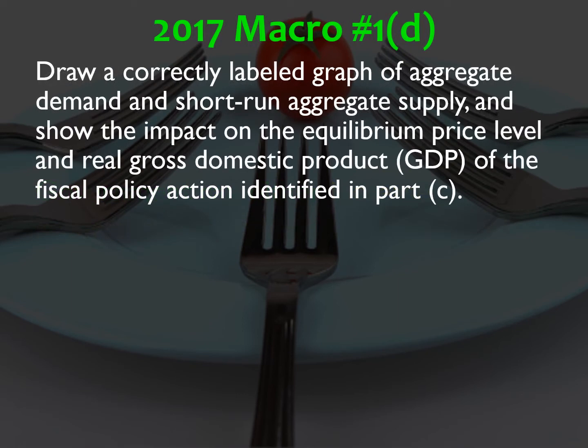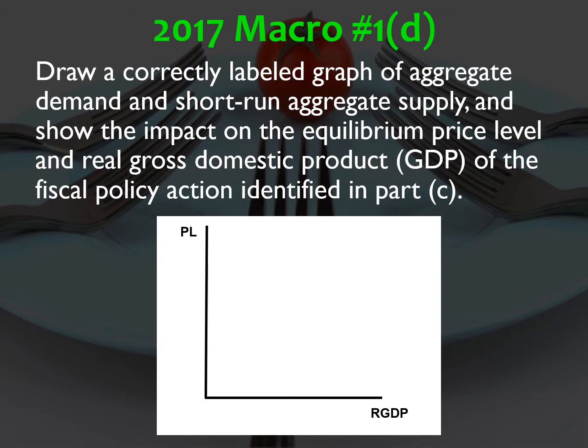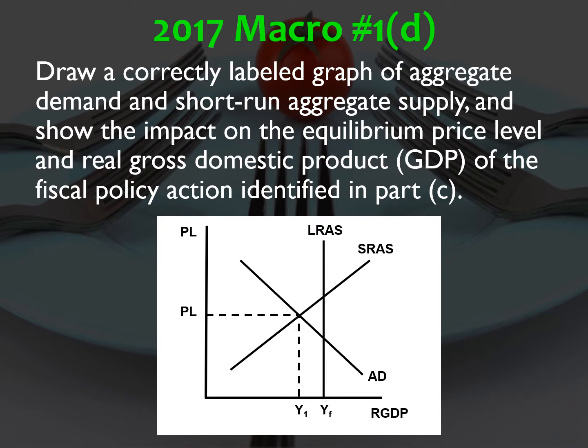D, draw a correctly labeled graph of AD and SRAS and show the impact on the equilibrium price level and real GDP of the fiscal policy action in part C. All right, price level on the y-axis, real GDP on the x, downward sloping AD, upward sloping short run aggregate supply. Y1 is the current level of output.